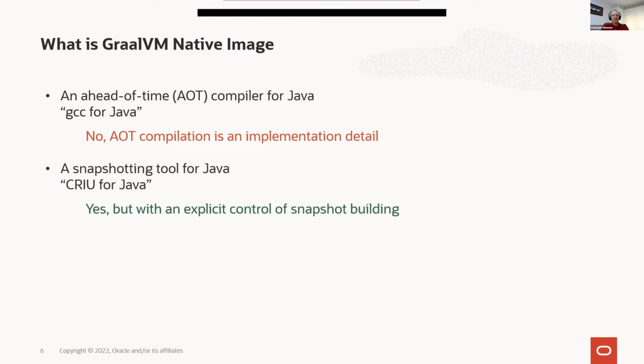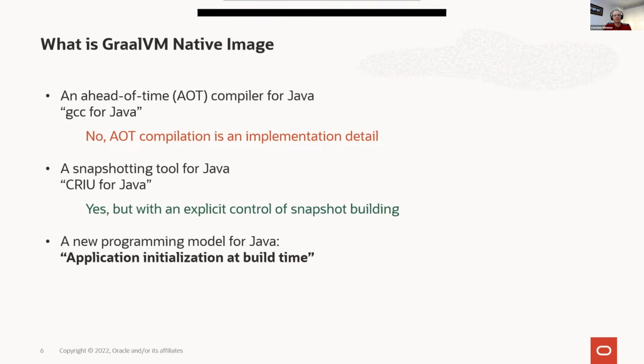So yes, GraalVM native image is kind of a snapshotting tool, but it's not a general purpose snapshotting tool, of course, because you have very explicit control of the snapshot building. When you run the native image generator, what you're actually doing is starting up your application and initializing your application, and then you take a snapshot. And when you then really run your native image, you are kind of resuming that snapshot.